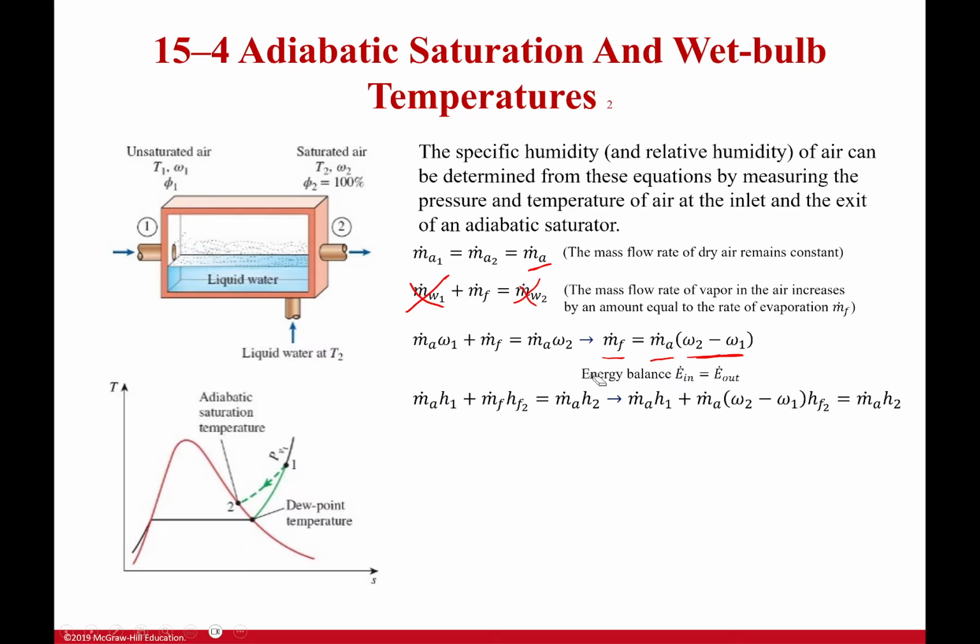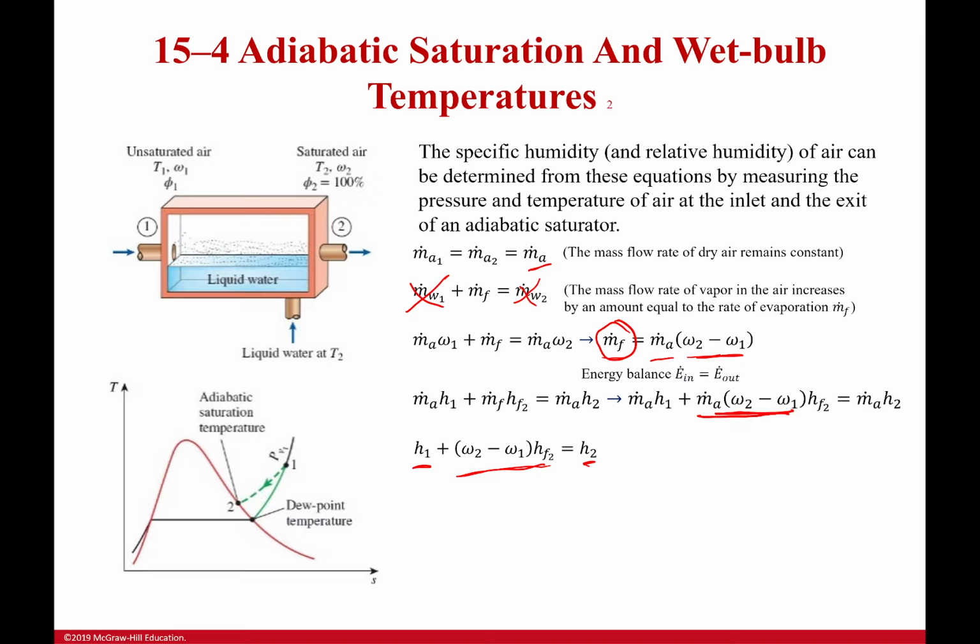Okay, so first thing we're going to do is we already have an equation for the mass flow rate of evaporated water, and so we're going to plug that in. That goes right here. When we do that, what we see is that the mass flow rate of air is actually in every single term, and I can cancel them. And so I get this: the enthalpy at the end is equal to the enthalpy at the beginning plus the extra enthalpy from the evaporated water.